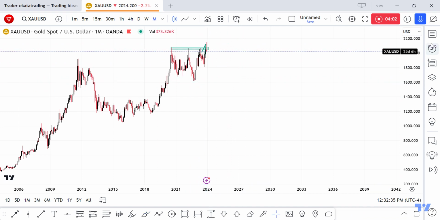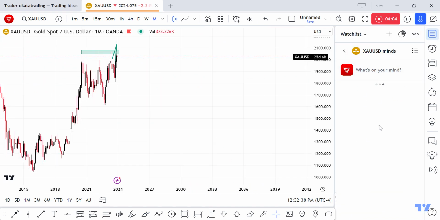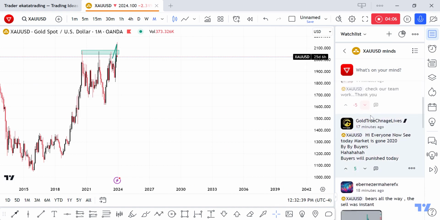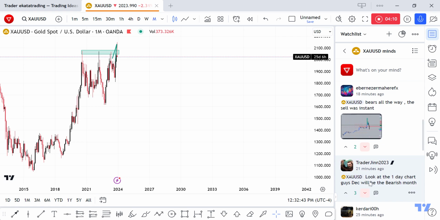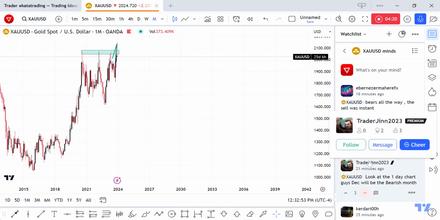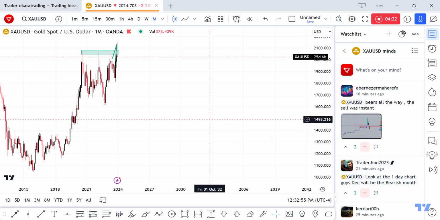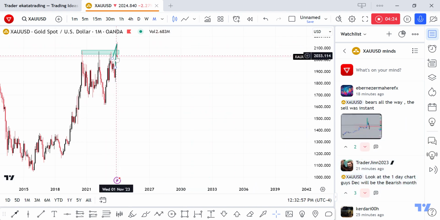That sells. I saw someone in a group, sorry, say, look, I had to downvote it. I really had to. Look at this. Look at the 1 day chart, guys. December will be a bearish month. How can you make that statement when there's 25 days left in December? Again, you can't make that statement. There's no way that you should be able to confirm that with this information.